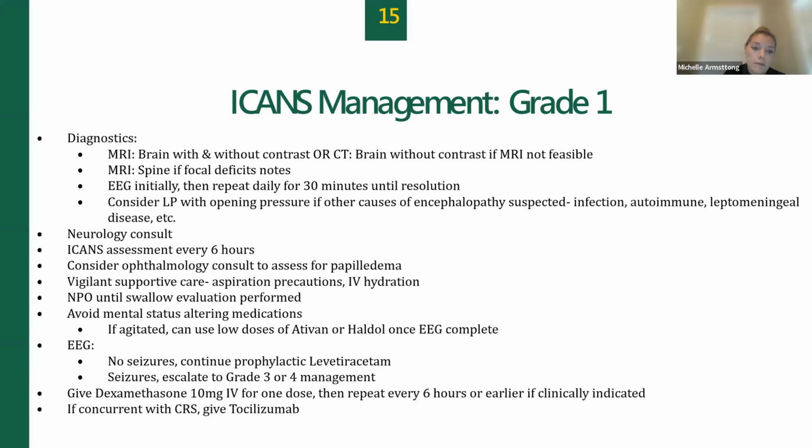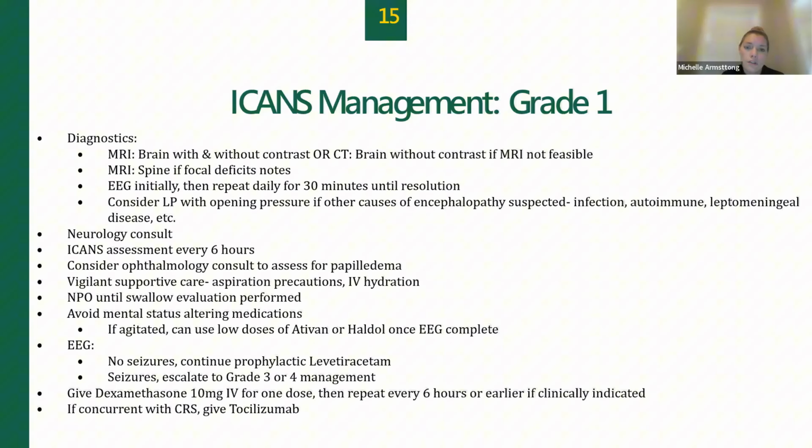And then an EEG is going to be really important. It's ideal to repeat that every day for 30 minutes until you have full resolution of ICANS. Also, what's important is that on the front end, you've done that EEG so you can compare. So if on this repeat EEG they have any slowing or anything that's concerning, then you can look back and say, oh, well, that is a change, or no worries, that's their baseline. You can consider an LP with opening pressure if you're at all concerned about other causes of encephalopathy, like infection or autoimmune issues, leptomeningeal disease, etc. Most of the time, an LP is reserved until later on in the ICANS management hierarchy.